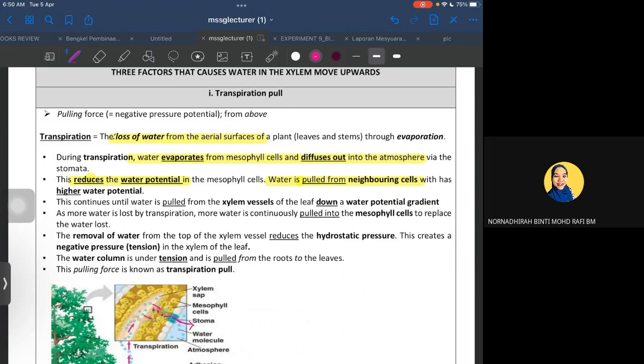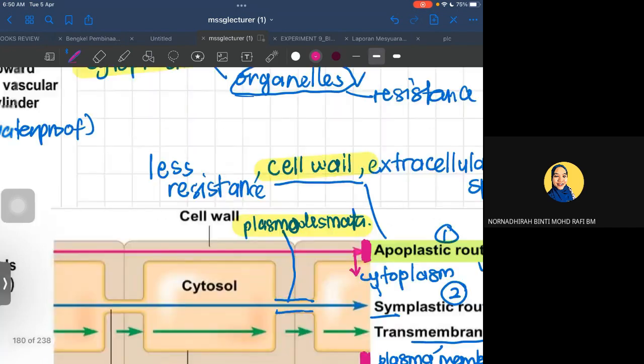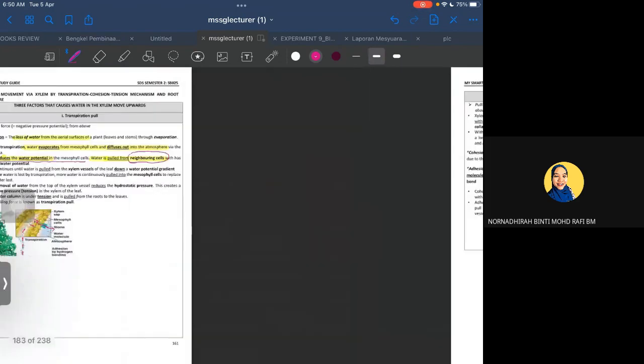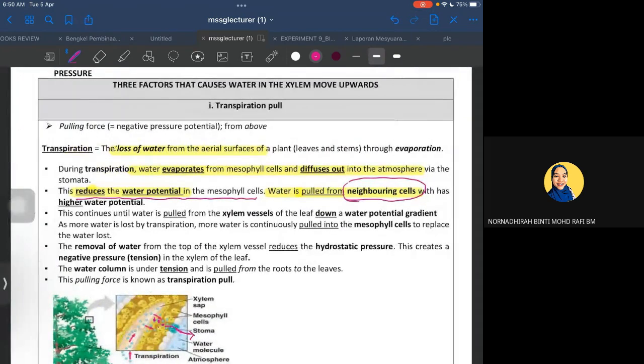Nearby cell ni adalah kat sini, neighboring cell. So what will happen is kat sini, the diffuse out of water will reduce the water potential in the mesophyll cell. Okay, so air hilang kat kawasan situ. So apa yang berlaku adalah kawasan sebelah dia ada lebih tinggi water potential. So dia akan tarik air tu daripada air dekat sebelah dia. Water is pulled from the neighboring cell which has higher water potential.